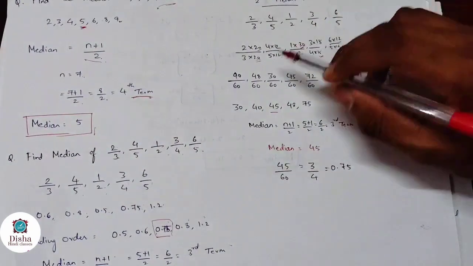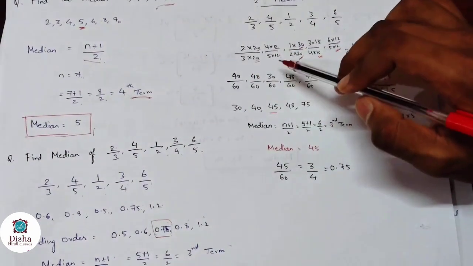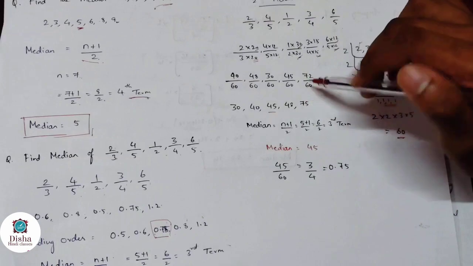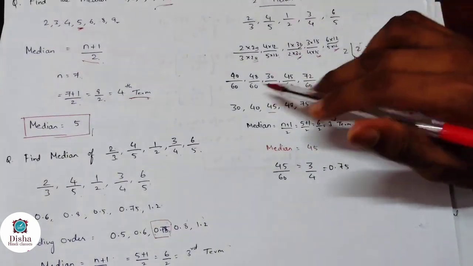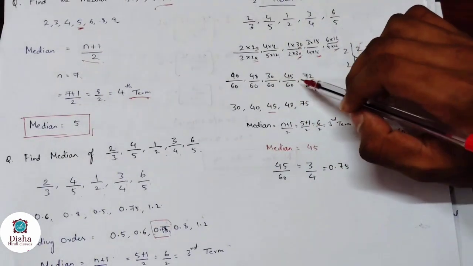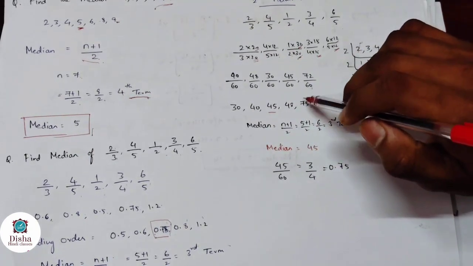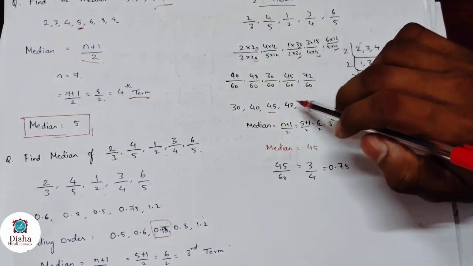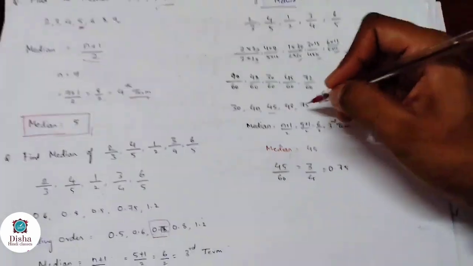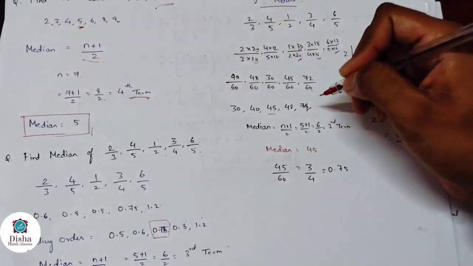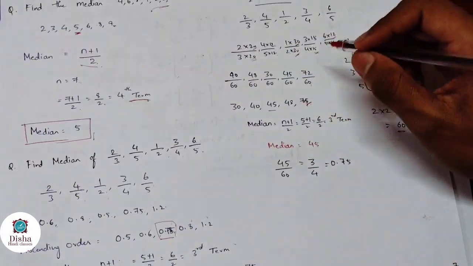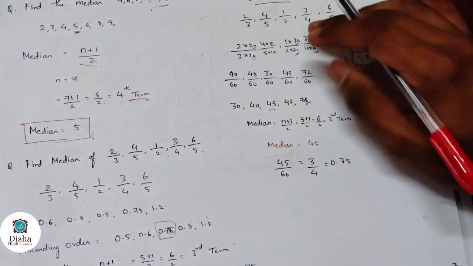So we will be getting observations as 40 by 60, 48 by 60, 30 by 60, 45 by 60 and 72 by 60. So now all the denominators are equal. We can compare the numerators. So 30, 40, 45, 48 and 75. Actually, it is not 75, it is 72. After we arrange in ascending order, we get these observations.